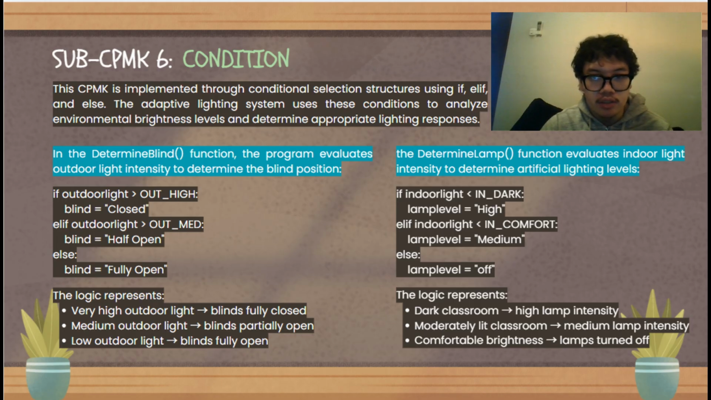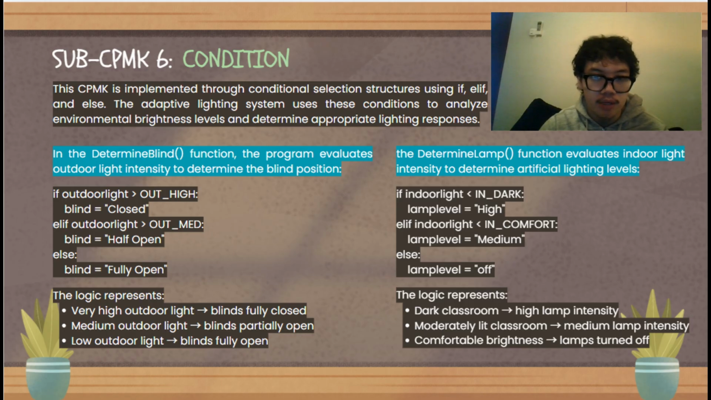So basically, conditions in this CPMK are implemented through conditional selection structures using if, elif, and else. The adaptive lighting system uses these conditions to analyze environmental brightness levels and determine appropriate lighting responses. In a simple way to put it, we have inputs and outputs. If those inputs meet the conditions or set parameters in a certain way, then a certain outcome will be produced. So we have two functions, for the blinds and for the lamps, that use conditions.